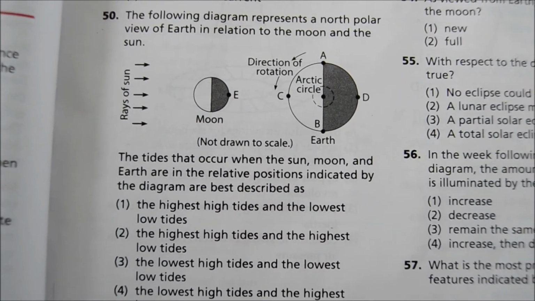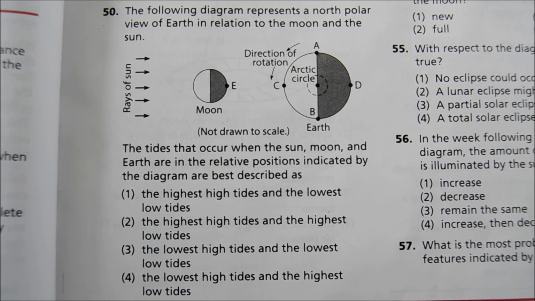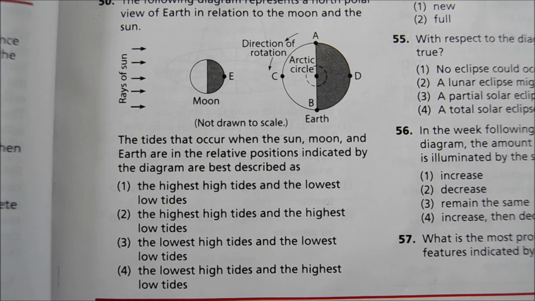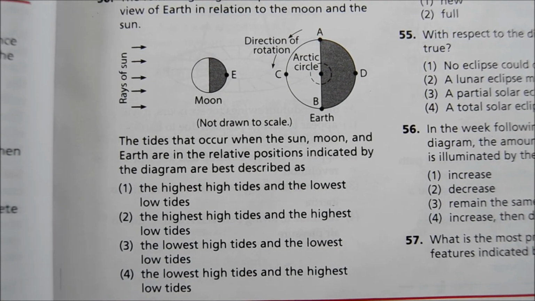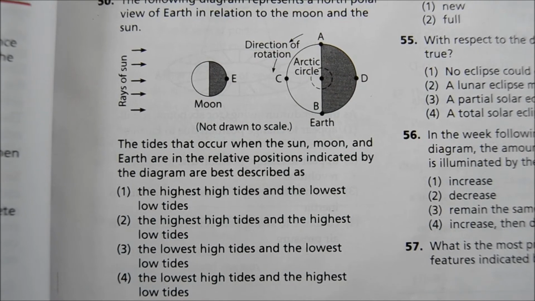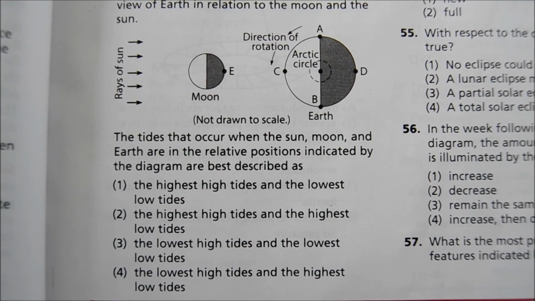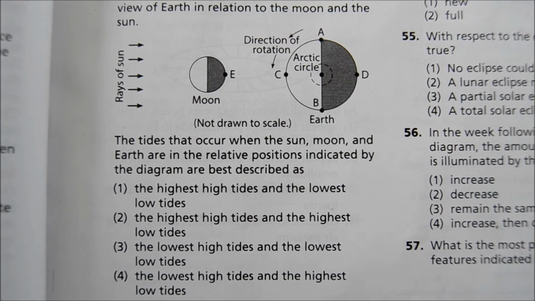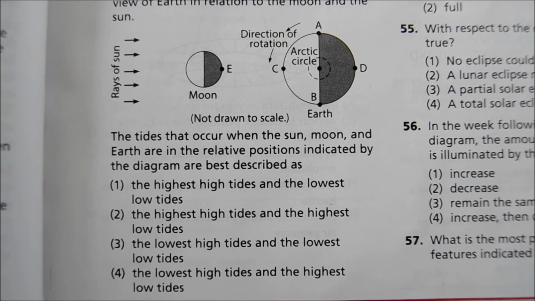50. The following diagram represents a north polar view of the Earth in relation to the moon and the sun. The tides that occur when the sun, moon, and Earth are in the relative positions indicated by the diagram are best described as, alright, the sun and the moon are aligning with the Earth. So that means the sun and the moon are working together. So they have the strongest pull. So you're going to have your highest high tides and your lowest low tides.